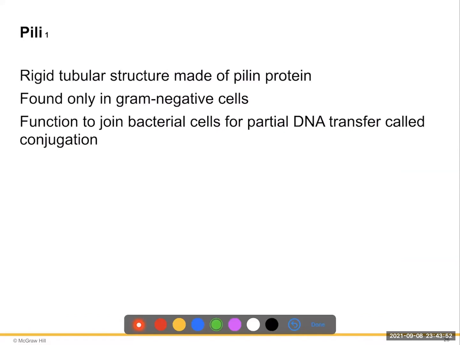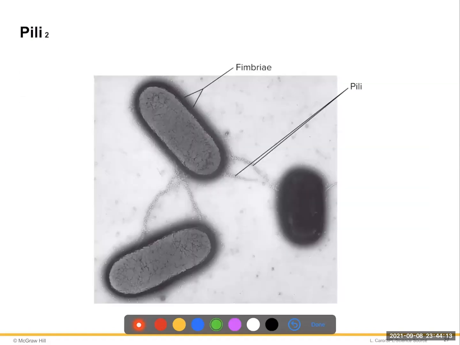Pili. Pili are rigid tubular structures made of pilin protein. They're only found in gram-negative cells. We'll talk about the difference between gram-negative and gram-positive cells in this chapter too. They function to join bacteria cells for partial DNA transfer called conjugation. They allow DNA to transfer from one bacteria to another. And these are the pili right here. You can see the small structures that come out and they attach one cell to another cell. And you've got all the little fimbriae here on the outside. But this is your pili that allows you to connect and transfer, pulling the bacteria together.